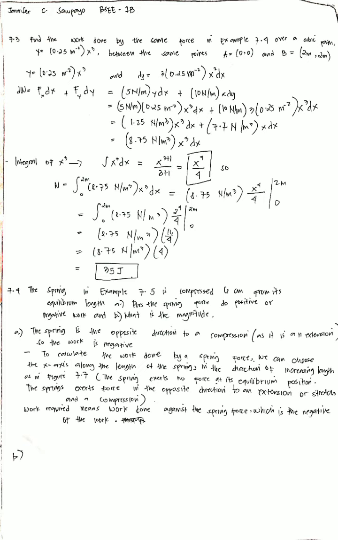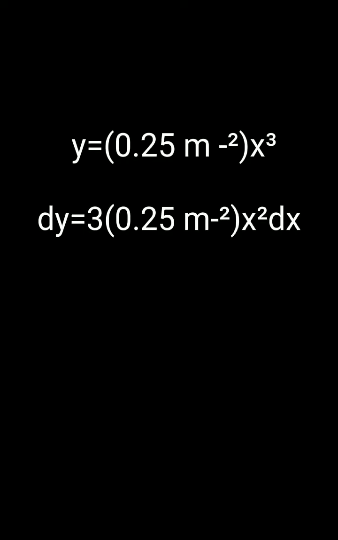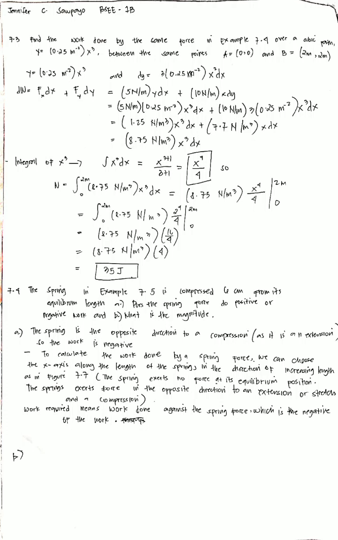We can use the equation of the path to express y and dy in terms of x and dx, namely: y is equal to (0.25 m^-2) x³, and dy is equal to 3 times (0.25 m^-2) x² dx. Then the integral for the work is just a definite integral of a function of x.